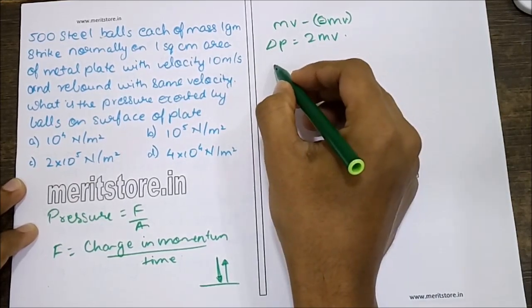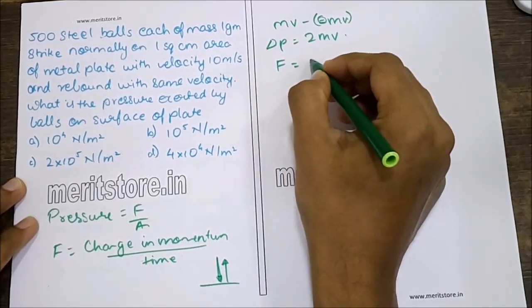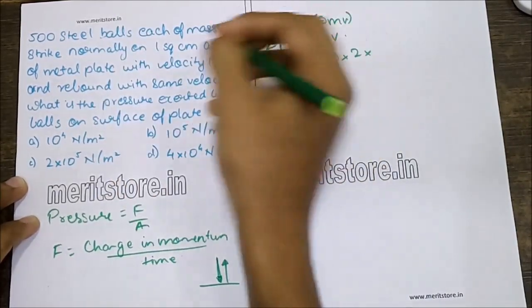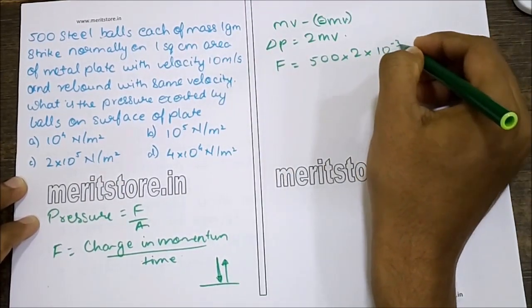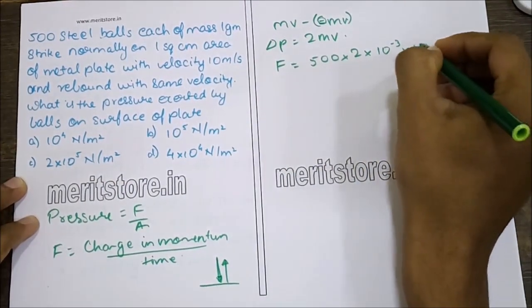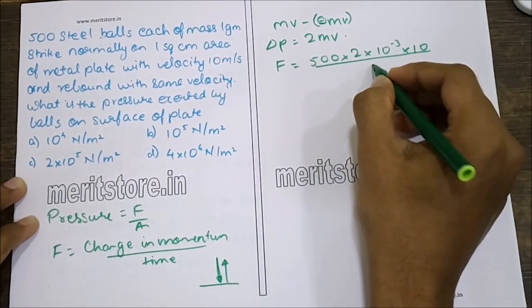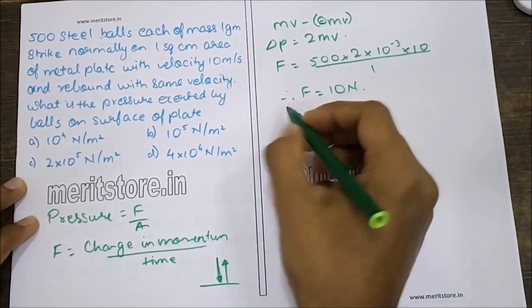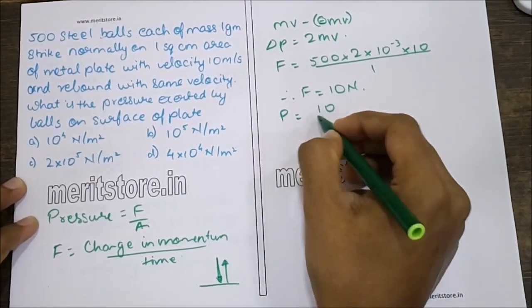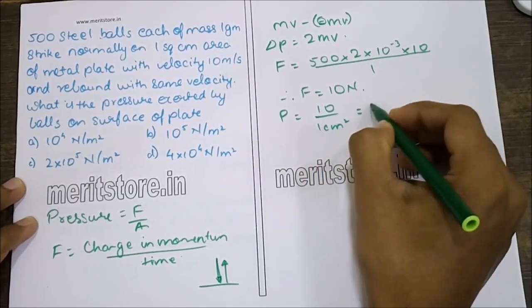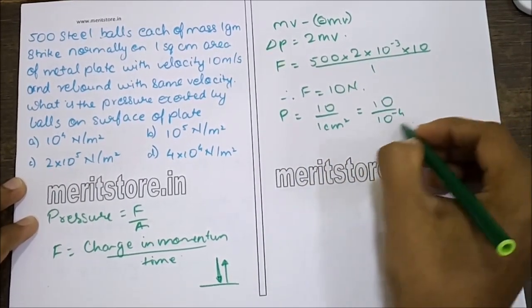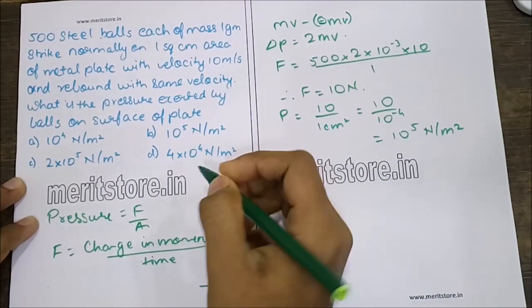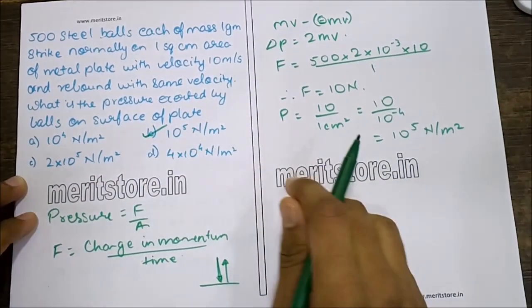Since there are 500 balls, the force is equal to 500 into 2 into mass, which is 1 gram, that is 10 raised to minus 3 kg, into velocity of 10, in newtons per second. Let us assume a time of 1 unit. Therefore, the force comes out to be 10 newtons. Pressure now is 10 upon 1 centimeter square, that is 10 upon 10 raised to minus 4 meter square, which is 10 raised to 5 newton per meter square. Therefore, option B is the correct answer.